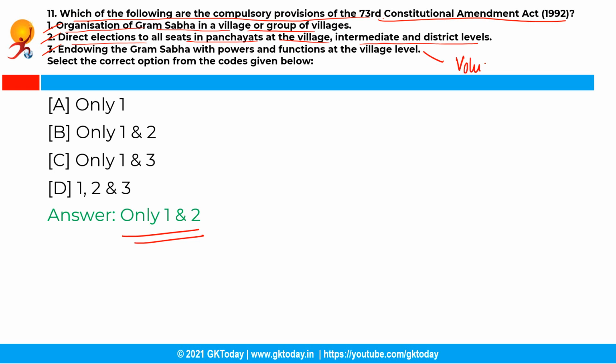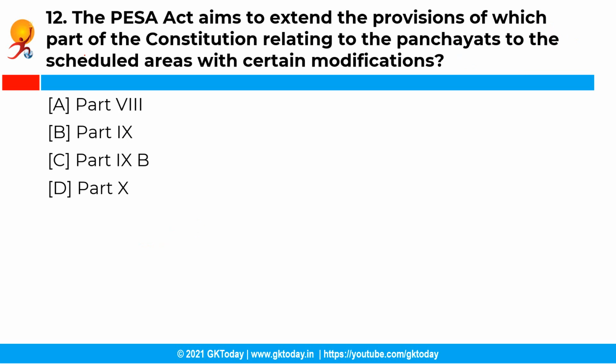So organization of Gram Sabha in a village or group of villages and direct elections to all seats in panchayats at the village, intermediate and district levels are the compulsory provisions of the 73rd Amendment Act, whereas endowing the Gram Sabha with powers and functions at the village level is not a compulsory provision, but it is a voluntary provision. Moving ahead with the next question.